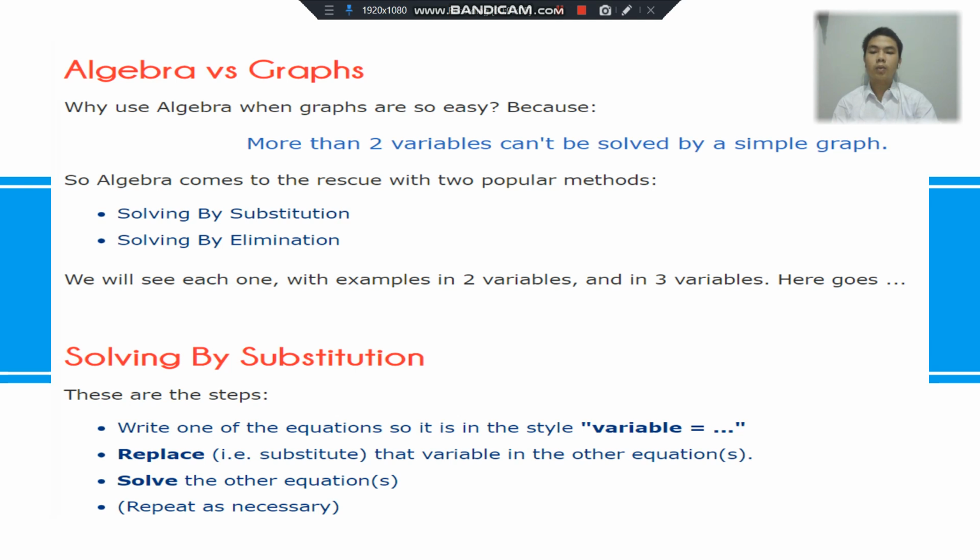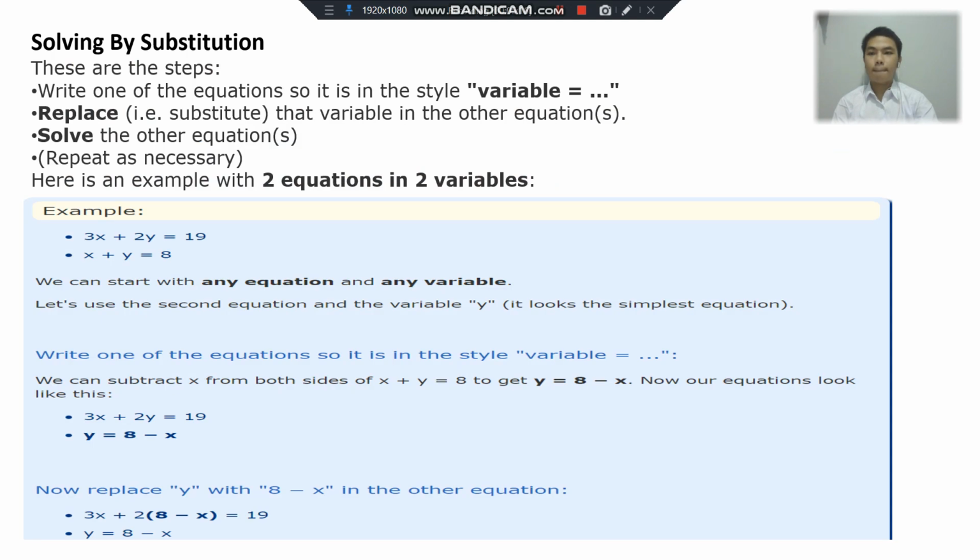These are the steps. Write one of the equations so it is in the style variable. Replace the variable in the other equation. Solve the other equation and repeat as necessary. There's the example. We can start with any equation and any variable. Let's use the second equation and the variable y. It looks the simplest.